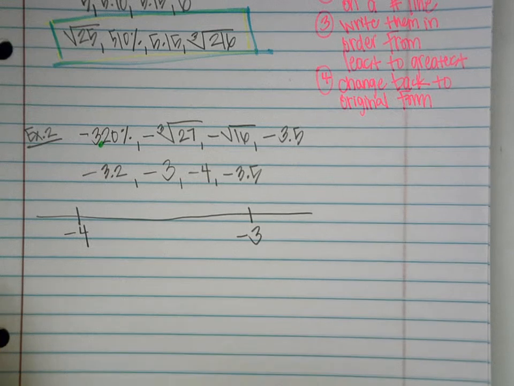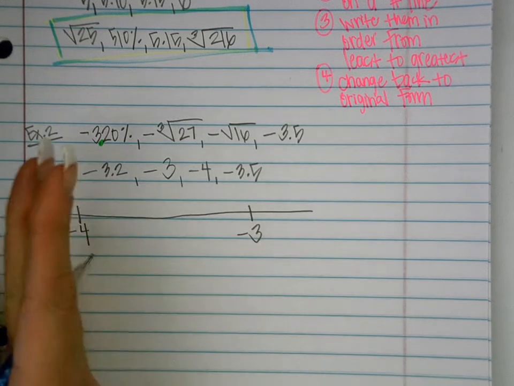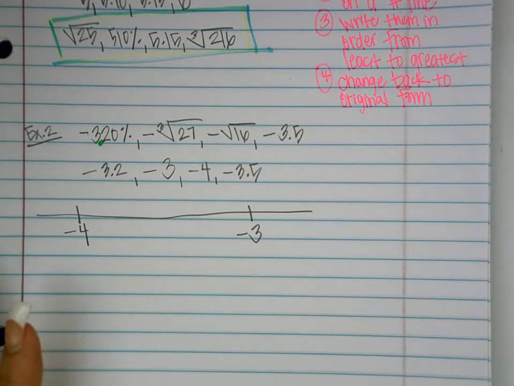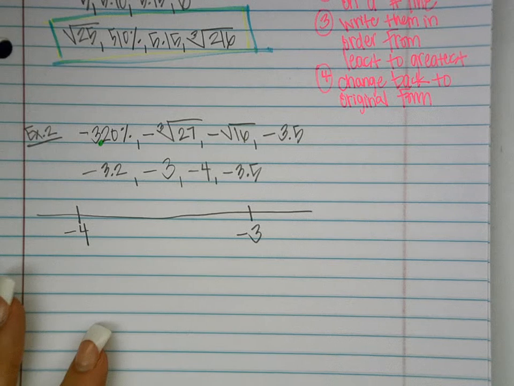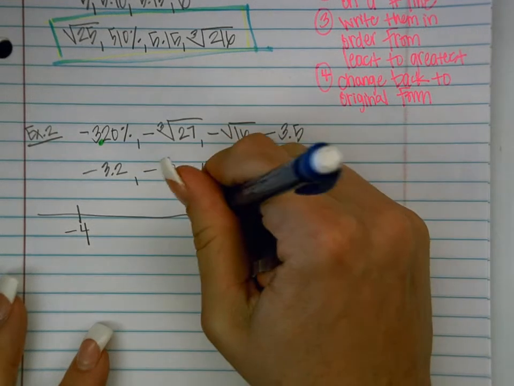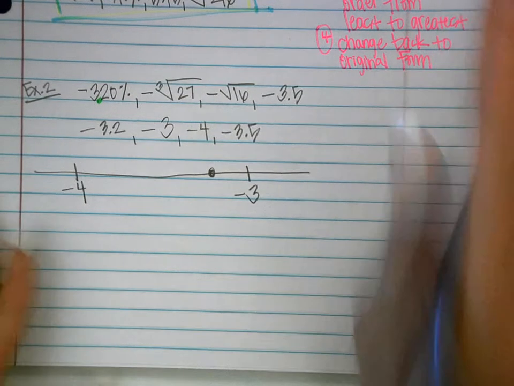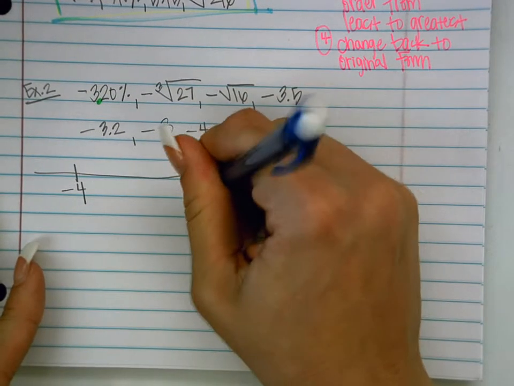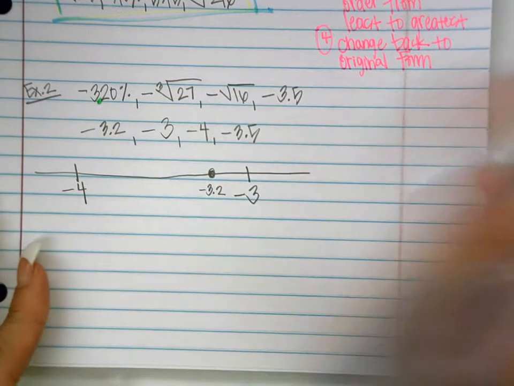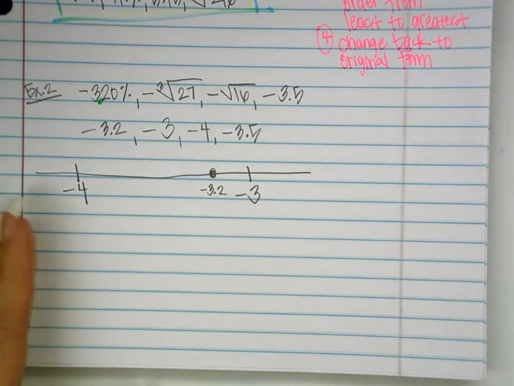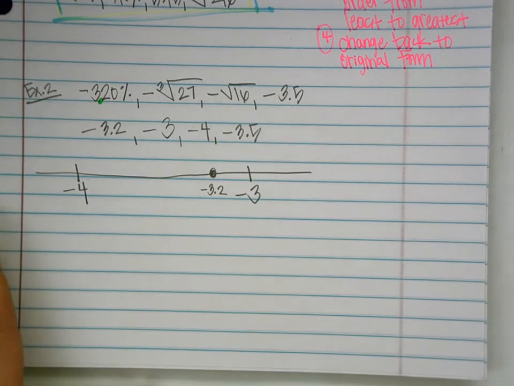Where would negative 3.2 go? Closer to negative 4 or closer to negative 3, Amber? Negative 3. Closer to negative 3. So I'm going to say it's about right here. It doesn't have to be perfect, but I'd like you to do a relatively good job. So negative 3.2. Then I already placed my negative 3. I already placed my negative 4. Now I want you to place negative 3.5.